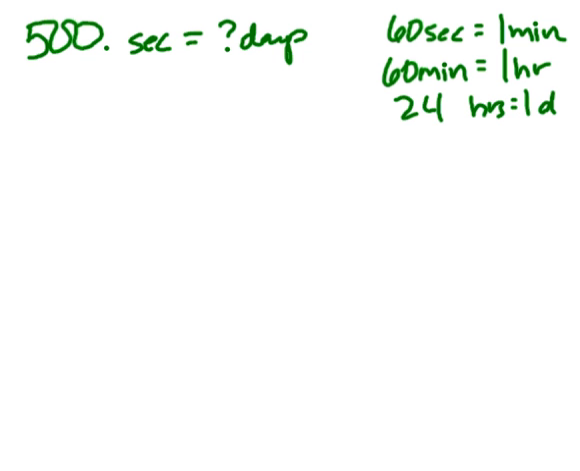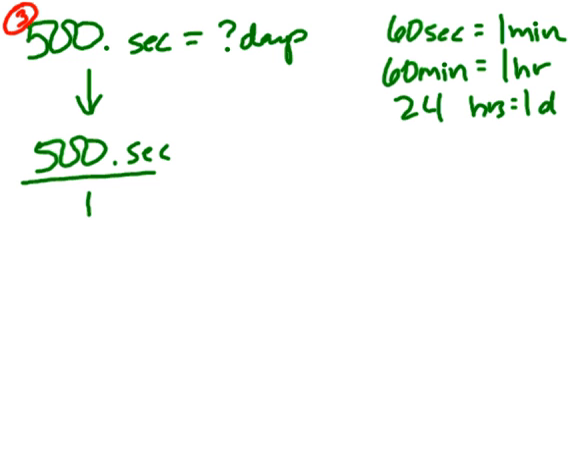So first thing you should do, make note of your sig figs. Okay, I have 1, 2, 3 sig figs there. So make sure your answer has 3 sig figs when we're all said and done. You take what you're given, 500 seconds over 1. I need to put seconds on bottom, and I don't have a direct seconds to days relationship, so I'm going to use this one right here: 1 minute, 60 seconds.